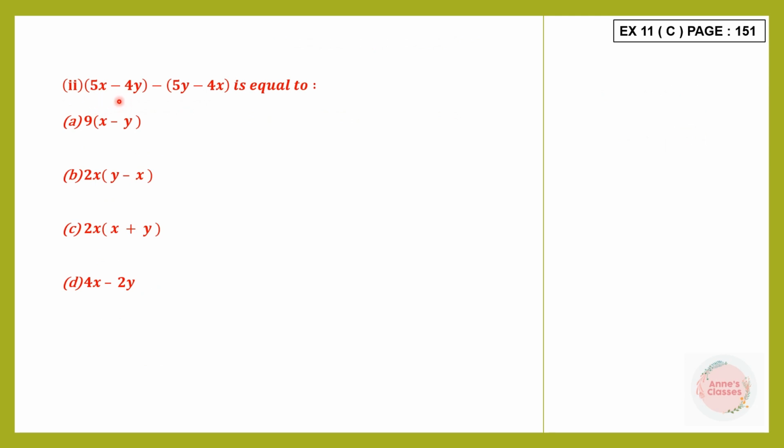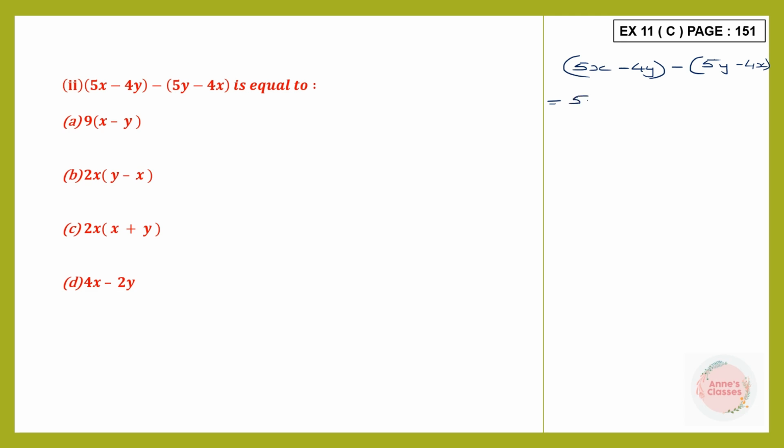Question 2, we have in brackets 5x minus 4y minus 5y minus 4x. Again, since they are unlike terms, we can't get a single answer from here. So now what we're going to do is we're going to remove all brackets. So what do we have? Now the question given to us is 5x minus 4y minus 5y minus 4x. So now let's remove brackets.